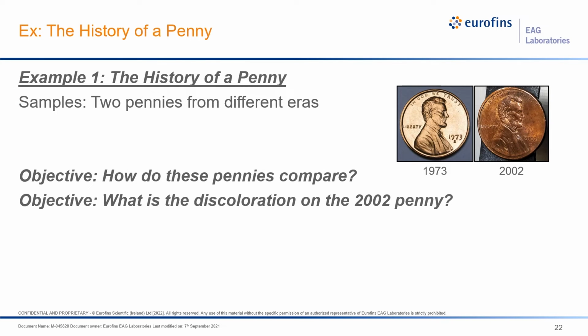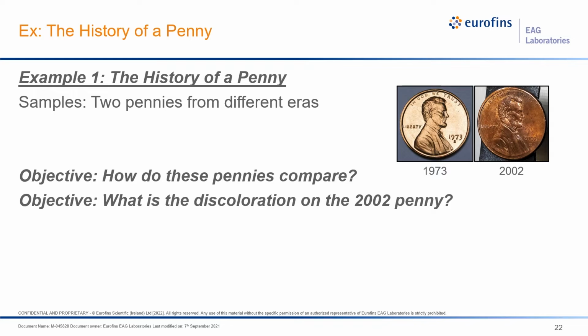For the first example, we have the history of a penny. The American penny, the smallest denomination in circulation. In fact, some people want to get rid of it altogether as they don't see it serving much of a purpose. Well, we wanted to take a look into the history of this controversial coin and compare 2 pennies from very different eras, one from 1973 and the other from 2002. Surprisingly, the newer coin was much dirtier.